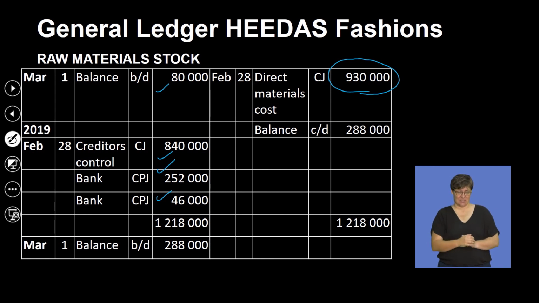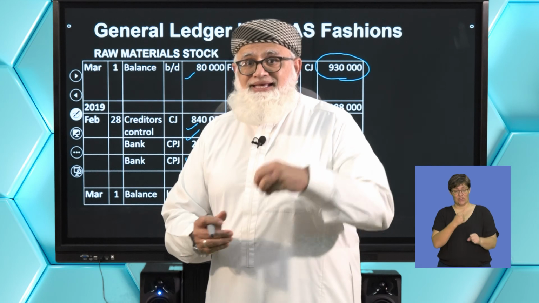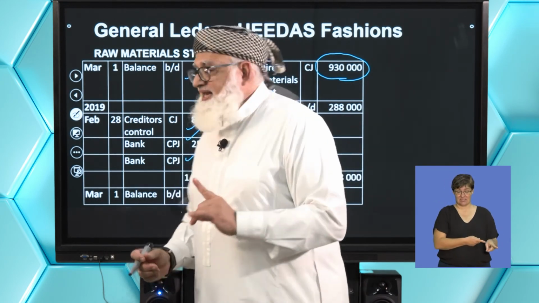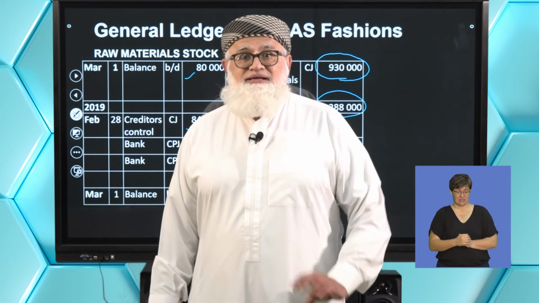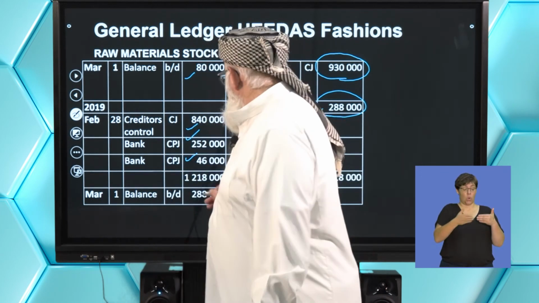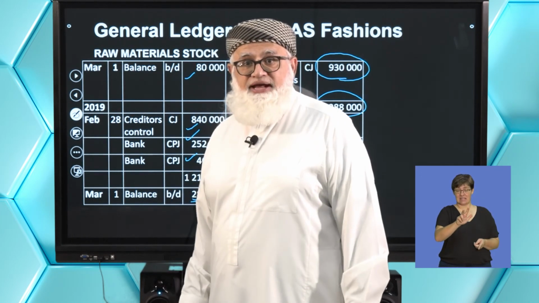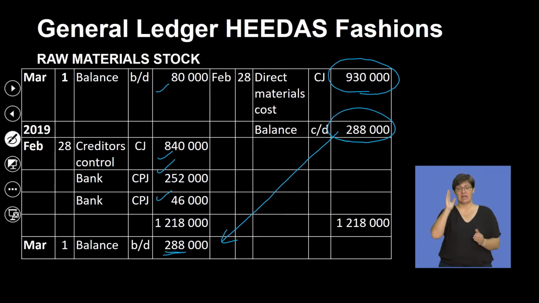930,000 Rand. So clearly, guys, if that information is given to you, namely the value of materials that were used during this year, issued to production, then definitely the missing figure here would be your closing figure, namely your balance brought down for the next financial year, would be an amount of 288,000 Rand. Now remember, if they had given you the closing balance, namely the 288,000 Rand, then your missing figure would have been the direct materials cost. That's the value of material that was issued to production. So keep that in mind. Okay, let's move on.